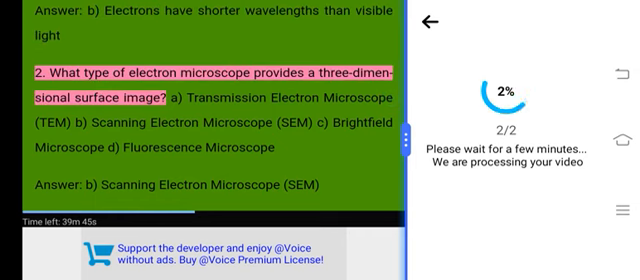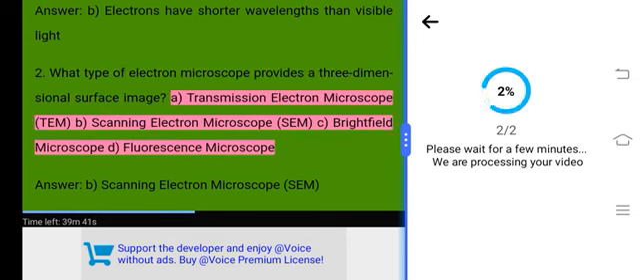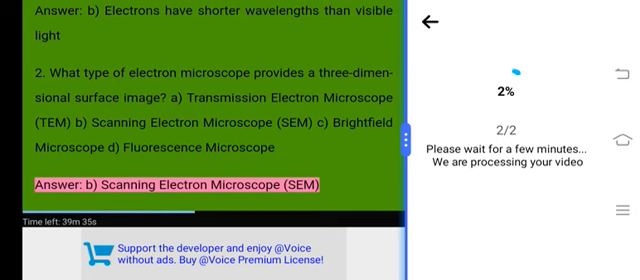2. What type of electron microscope provides a three-dimensional surface image? A. Transmission electron microscope, TEM. B. Scanning electron microscope, SEM. C. Bright field microscope. D. Fluorescence microscope. Answer: B. Scanning electron microscope, SEM.